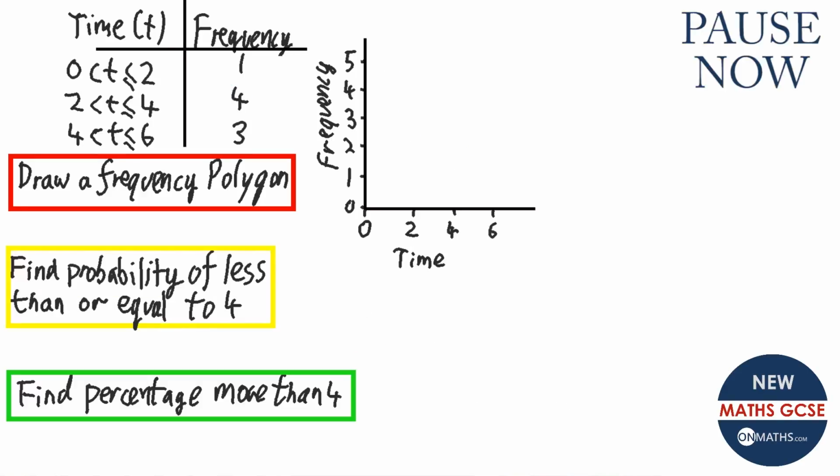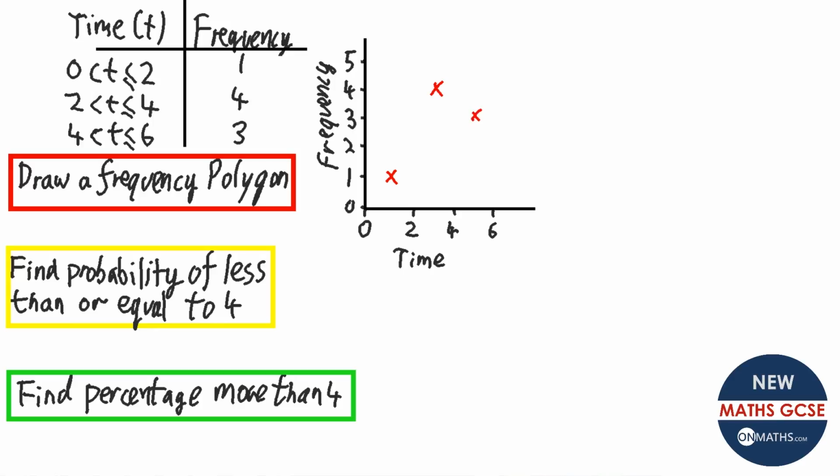Okay, have a go. Okay, so first thing to do is the frequency polygon. Our first group is 0 to 2, so I'm going to plot it at 1, and the frequency is 1 as well. Next one is 2 to 4, so I'm going to plot it at 3, and it's going to be up to 4. It's about there. And last one's 4 to 6, and I'm going to plot that at 5, so it's about there. Then join them up with a straight line. And there we are, frequency polygon done.